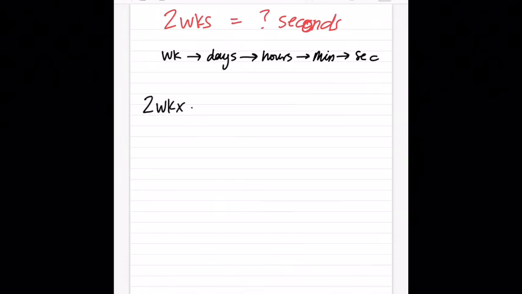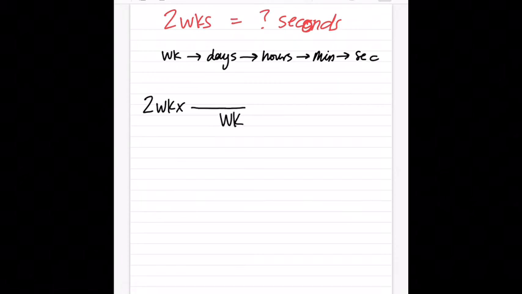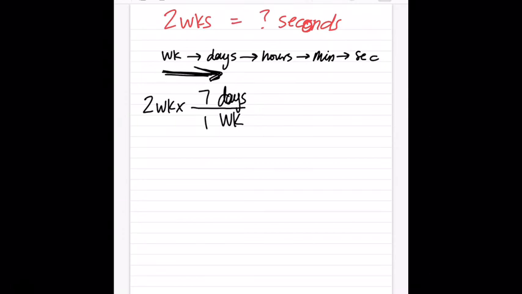I've got to get 2 weeks to cancel, so I'm going to put weeks on the bottom. Well, I can't just go straight down to seconds because I don't know how many seconds are in a week. But I do know how many days are in a week. So I can go down to days. So we're doing this first step. I'm going to do days, and I know that 7 days is 1 week. So I'm going to cancel out weeks. That means we're left with days.